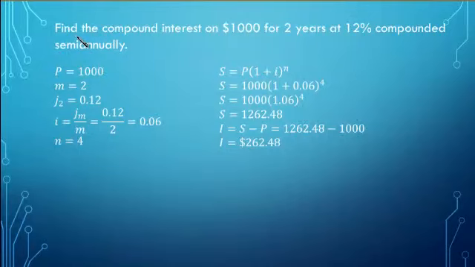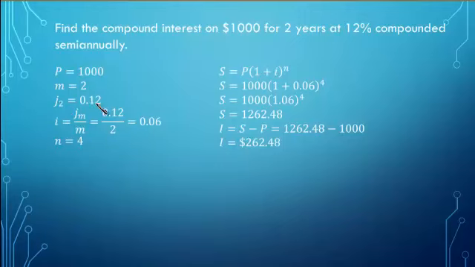Now, we are asked to find the compound interest on $1,000 for 2 years at 12%, just like the previous problem, but now compounded semi-annually. This means twice a year. The principal is 1,000, but now we have 2 conversion periods in the year. So M is 2, and we express our interest rate as 0.12 compounded twice a year. That's why we have J2 here.